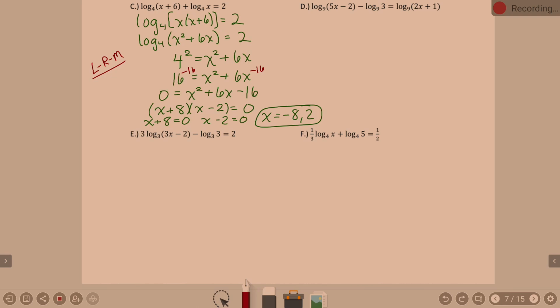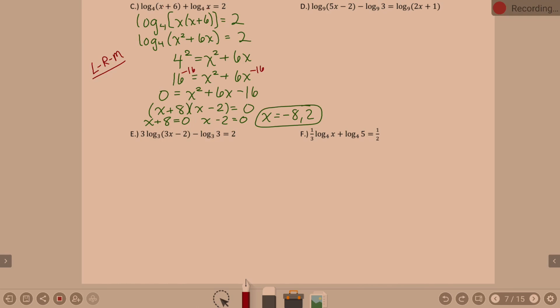With that being said, depending on the problem, could there be a negative answer? It could. There could be a negative answer depending on the problem. So don't just assume a negative answer doesn't work. In this case, negative 8 doesn't work in either place when you plug it in.